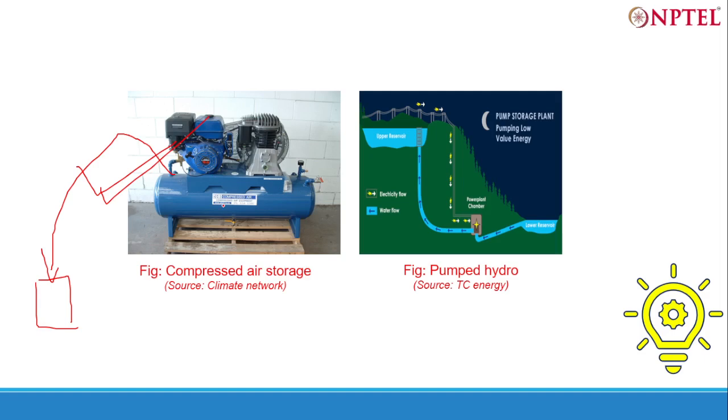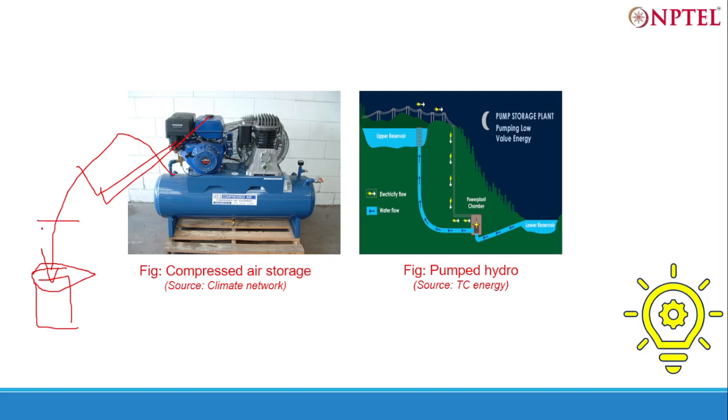That air has a very good amount of energy. Instead of putting it in the tire, if we put it on a turbine blade, it will push the turbine blade and the turbine will rotate. That's how compressed air storage works. They generally work in tandem with gas power plants.